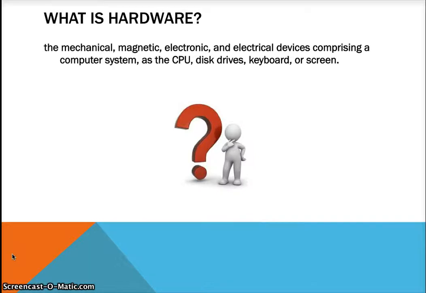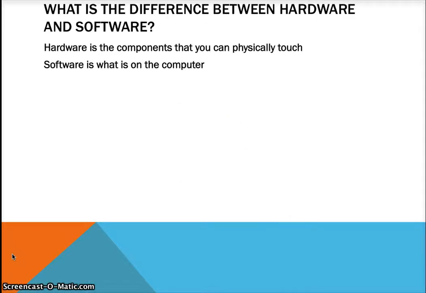Hardware can be defined as the mechanical, electronic, and electrical devices comprising a computer system, such as a CPU, disk drives, keyboards, or screen. So what does this mean? It's not a very good definition for deciphering exactly what hardware is. To decipher hardware, we first need to know the difference between hardware and software.